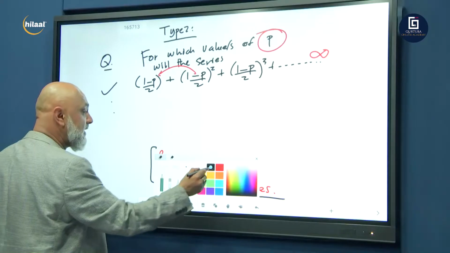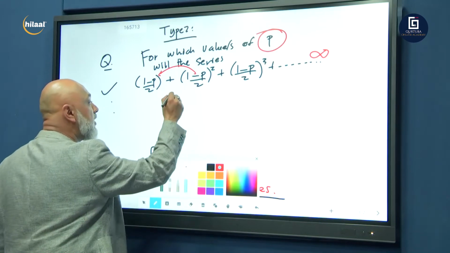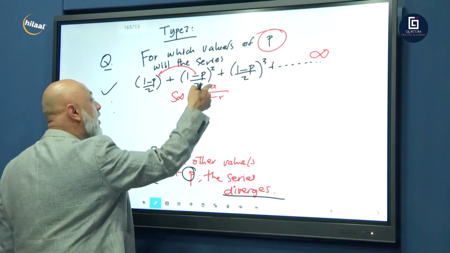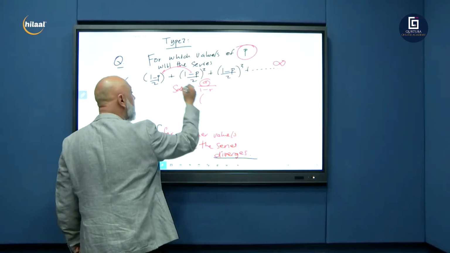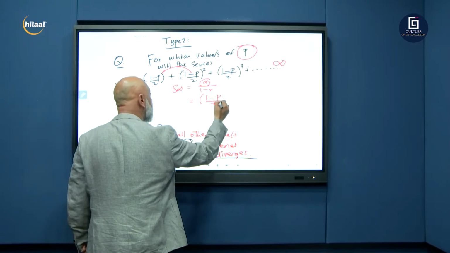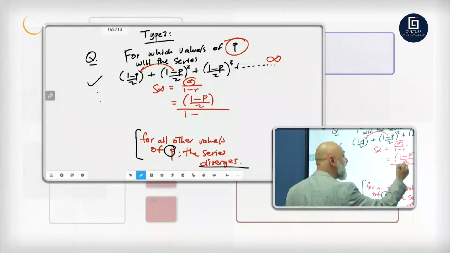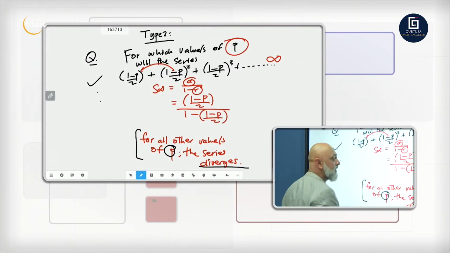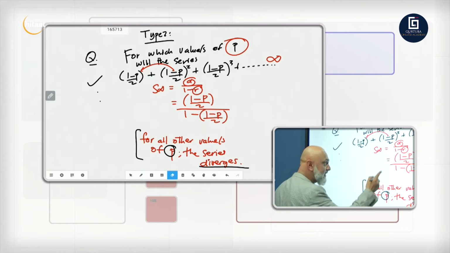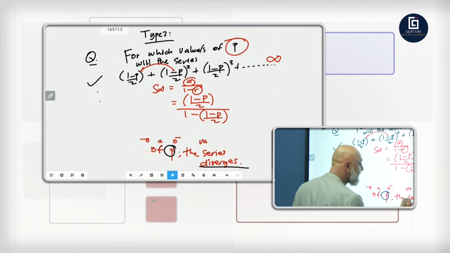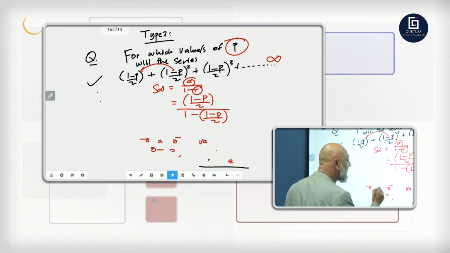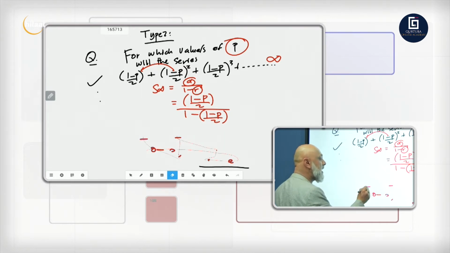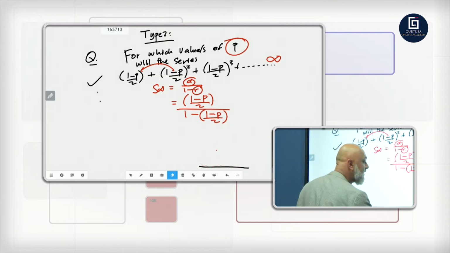So let's do it in red. So now we know the sum to infinity for convergent is equal to A over 1 minus R. What's your A? Your A is your first term: 1 minus P over 2, divided by 1 minus, your R was also 1 minus P all over 2. There we go. Okay, take this down. And now they told us that P was equal to -1. So what are we going to do? Substitute -1 for every P.